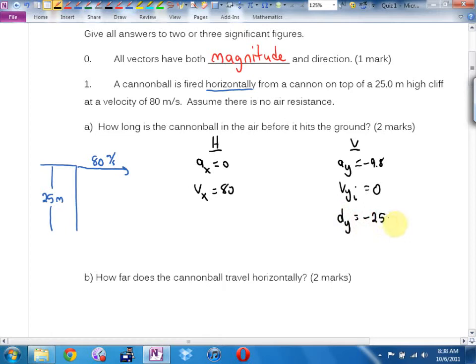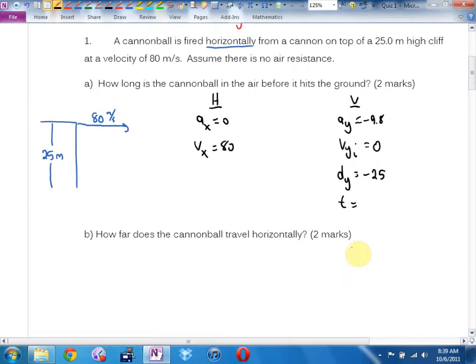And I'm pretty sure using this I can find t. In fact, this will be kind of nice. I'm going to cheat a little bit. I'm going to solve this all vertically. So I'm going to drag the horizontal down to this question, because that's where I'm going to be solving stuff horizontally.